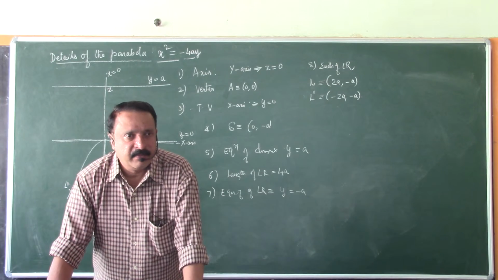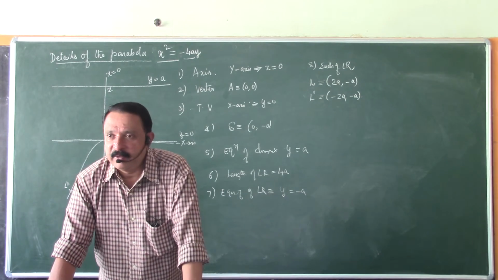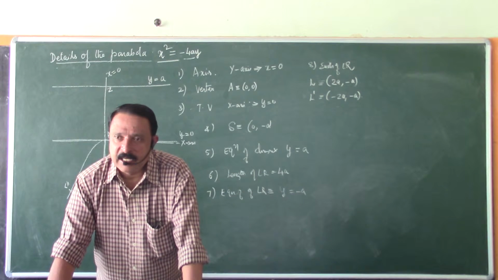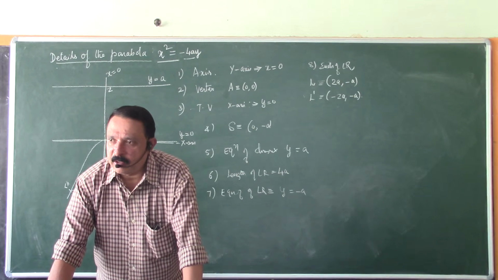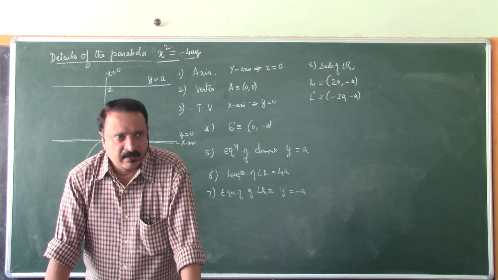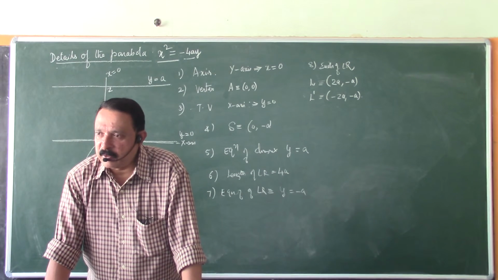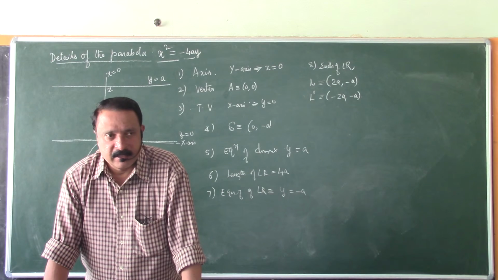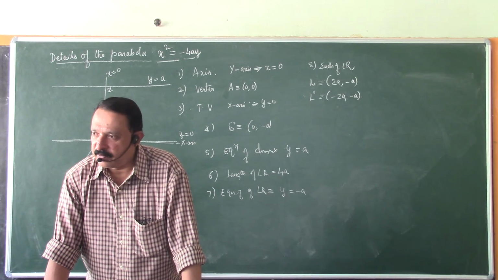So far we have understood the details of four types of parabola when it extends to the right side of the origin, left side of the origin, above the origin, and below the origin. And the equations are accordingly y square equals 4ax, y square equals minus 4ax, x square equals 4ay, and x square equals minus 4ay. So now we are in a position to list out all the details of all these four parabolas.